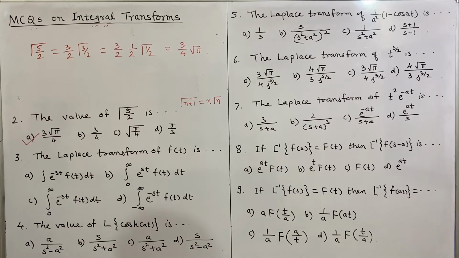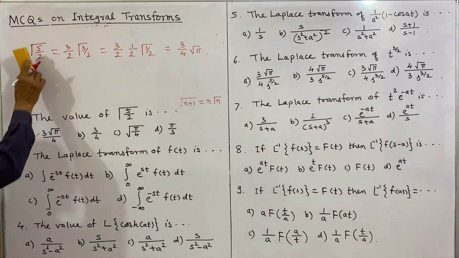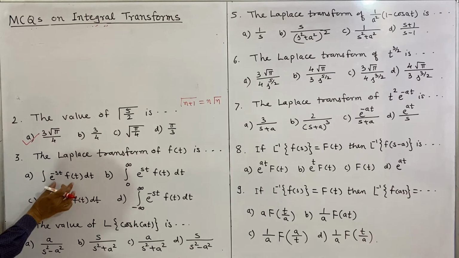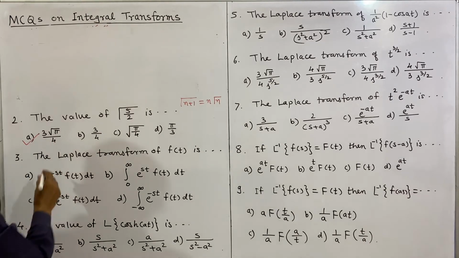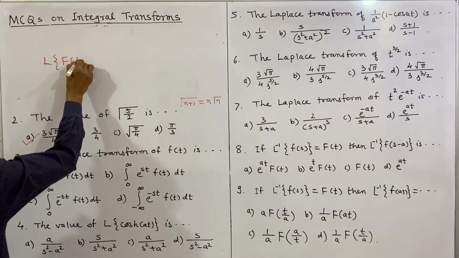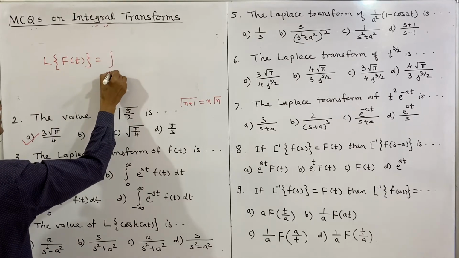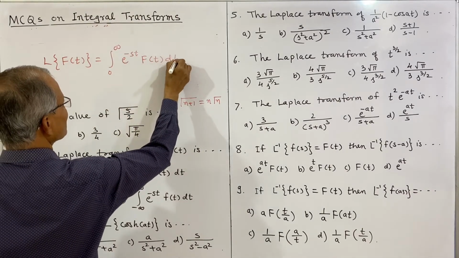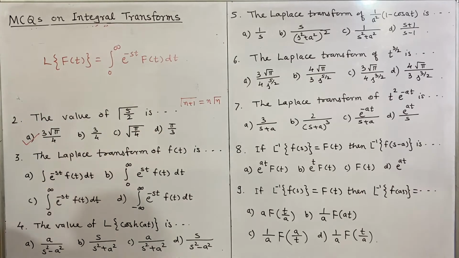Next, the Laplace transform of f of t is which of this? Actually, this is the definition of Laplace transform. The different integrals are given, only the change is the kernel of Laplace transform, e power minus st. The definition of Laplace transform is integral 0 to infinity e power minus st into capital F of t dt. So, this is the definition of Laplace transform, and therefore, the correct alternative here is this one. It is the direct definition of Laplace transform.